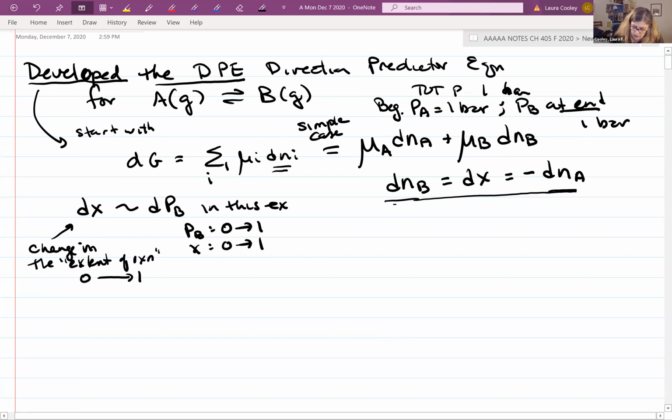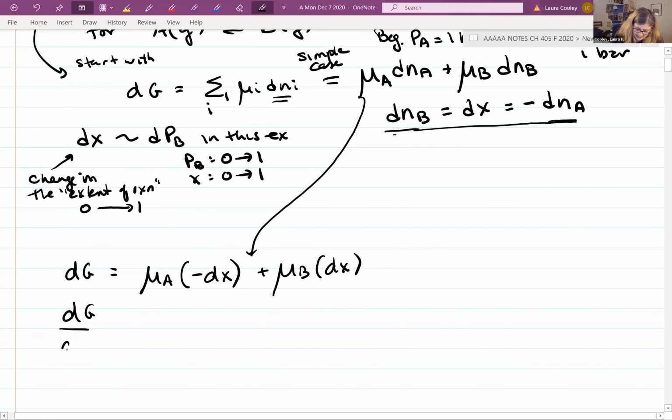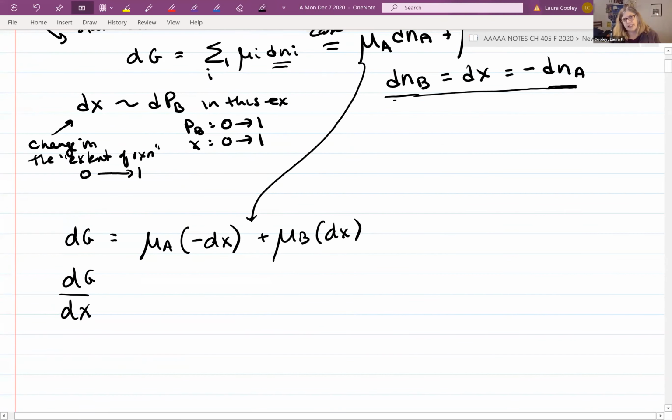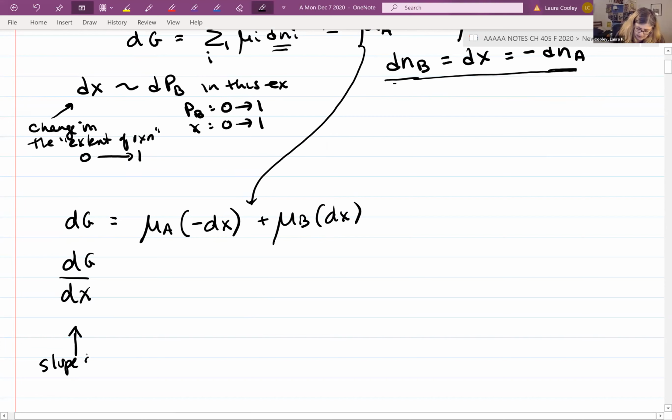So the next step you do would be to write this as dG equals minus mu_A dx, plus mu_B times dx. And then we get the beautiful expression for the slope of the Gibbs free energy as a function of extent of reaction. This is the slope of the Gibbs free energy as a function of extent of reaction, and it is equal, since the dx's are on the other side, to mu_B minus mu_A.